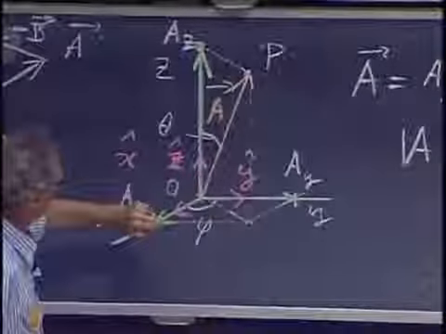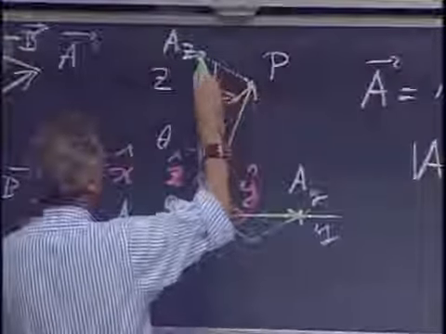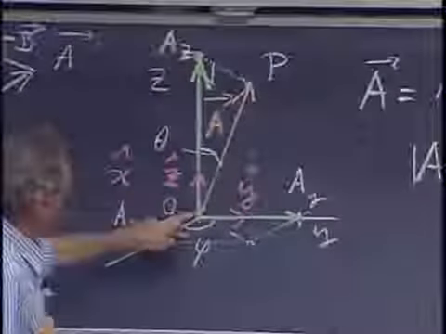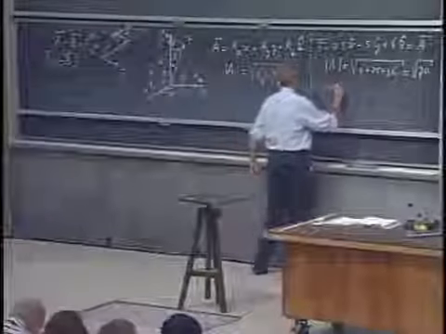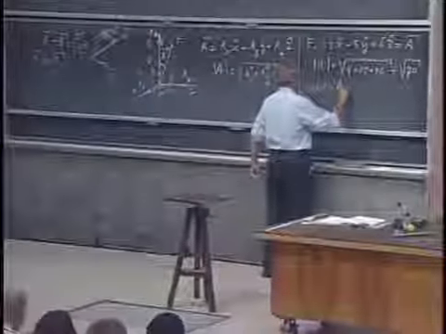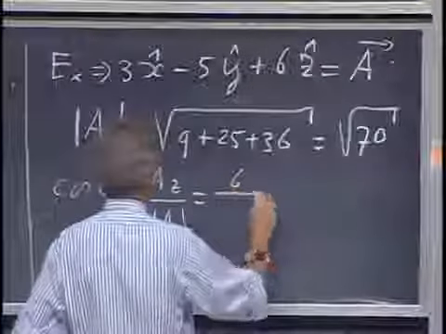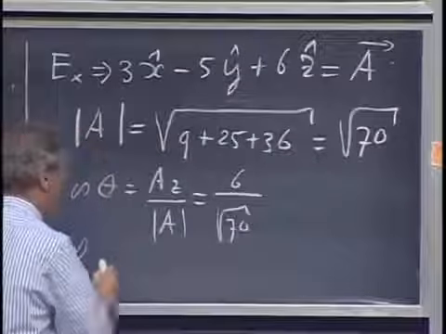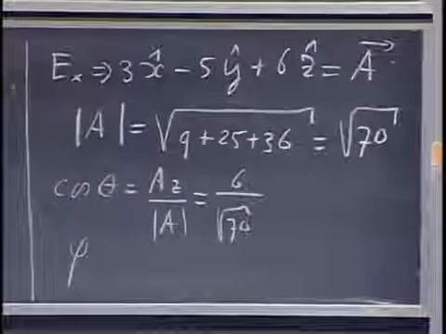Well, the cosine of theta, see this angle here, is 90 degrees, projection. So the cosine of theta is A of z divided by A itself, which in our case would be 6 divided by the square root of 70. And you can do phi, which is just simply a matter of manipulating some numbers.